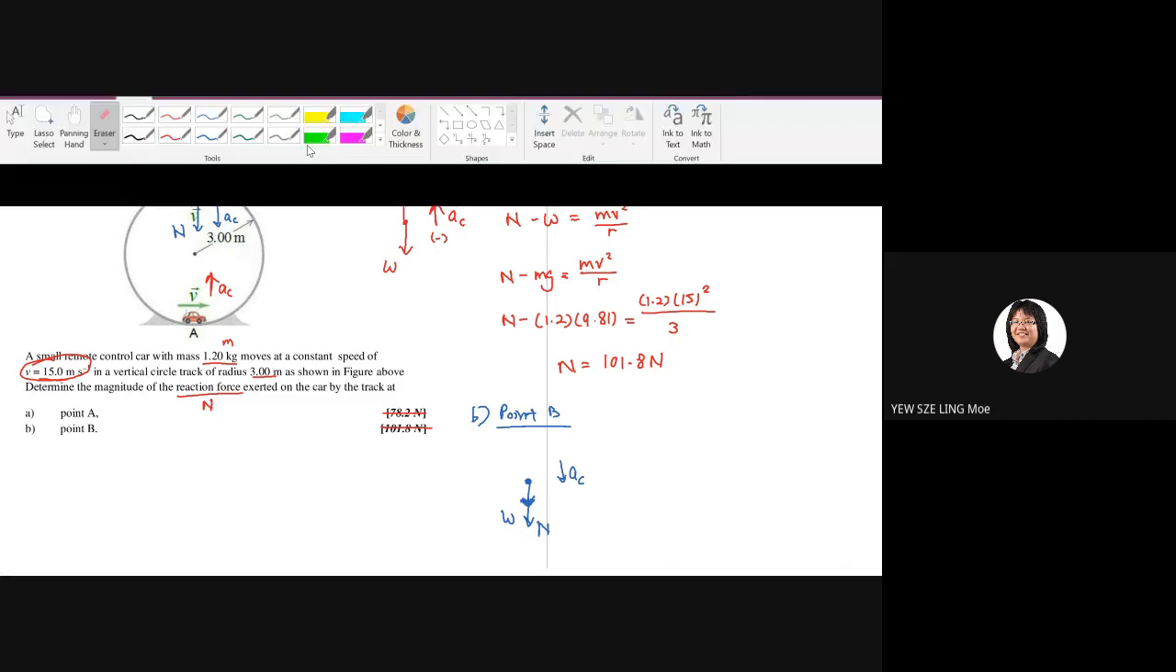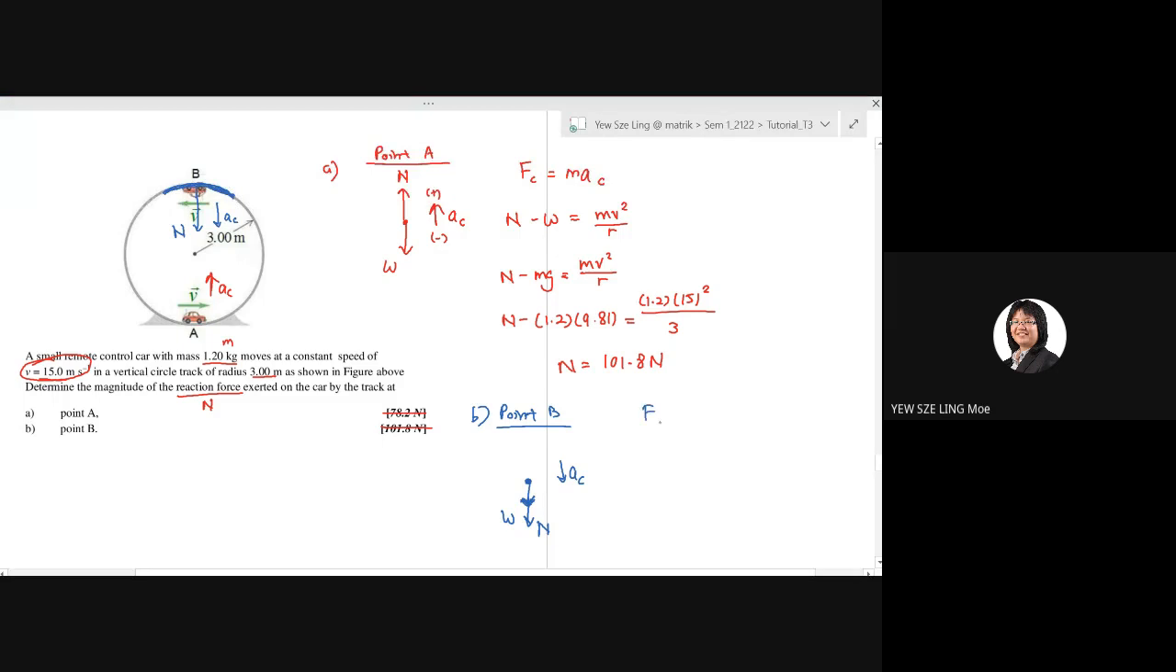So we're going to start from FC equals MAC. So FC is now equal to W plus N, because now they are both pointing in the same direction as your AC. So it is equal to mv squared over r. So W is mg, plus N equals mv squared over r. So the mass given is 1.2 times 9.81 plus N equals 1.2 times 15 squared divided by 3.